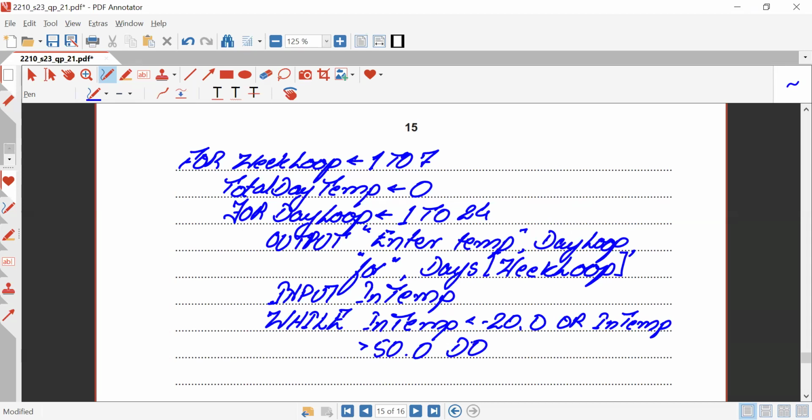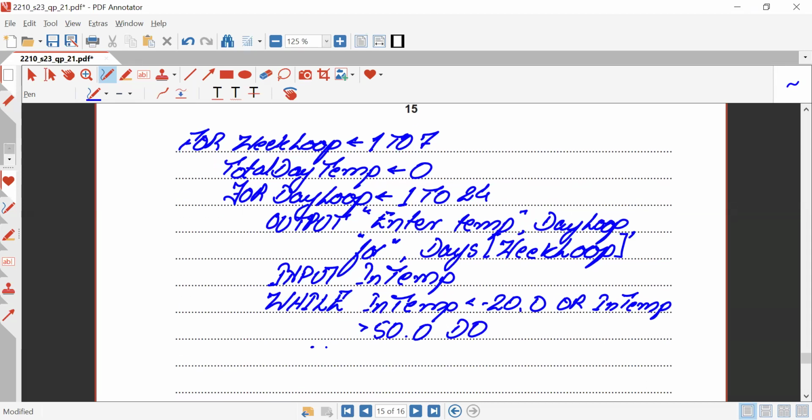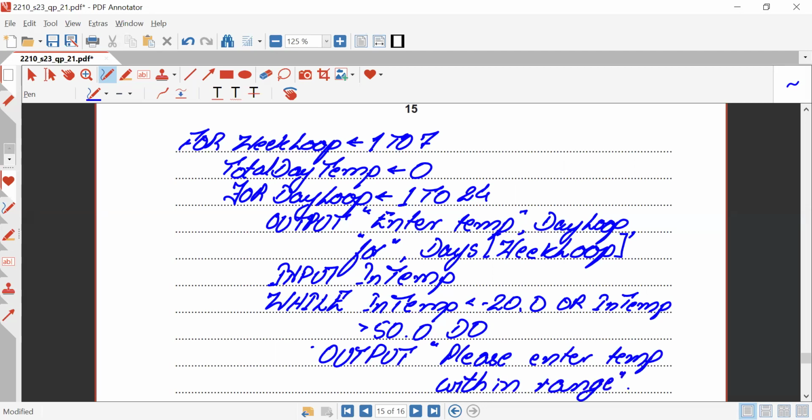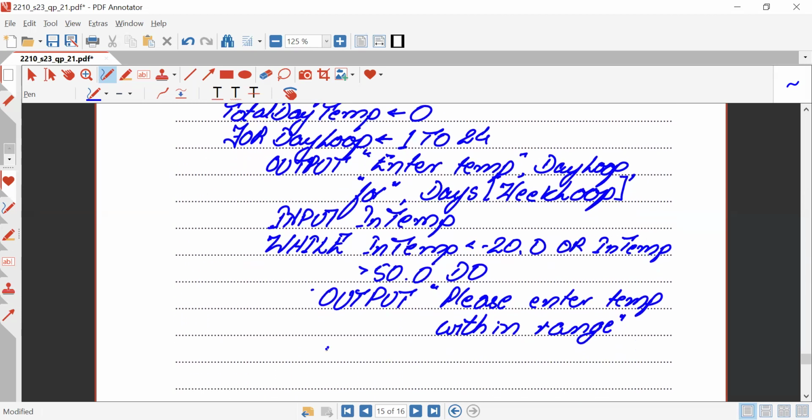Now what is going to happen? Output, please enter temperature within range. Okay, now you have actually asked to output the temperature within the range. And now finally, again, it will be an input. An input will be done for the temp. That means the temperature will be input once again.